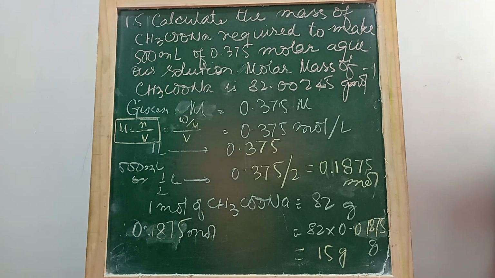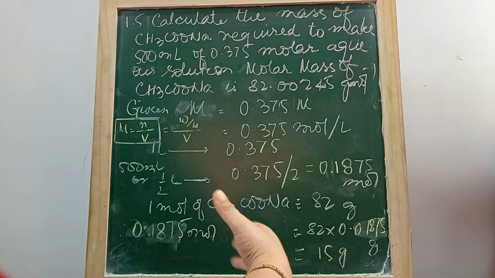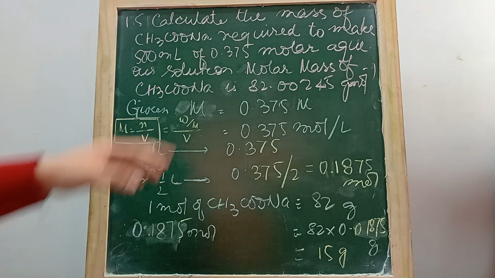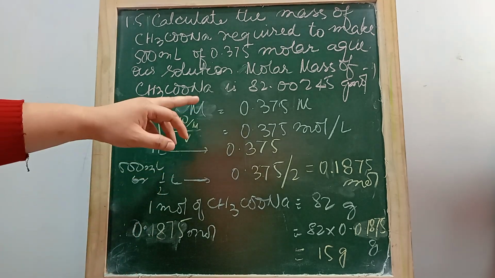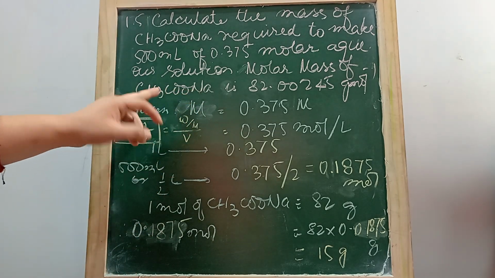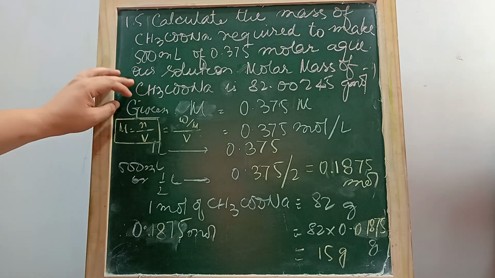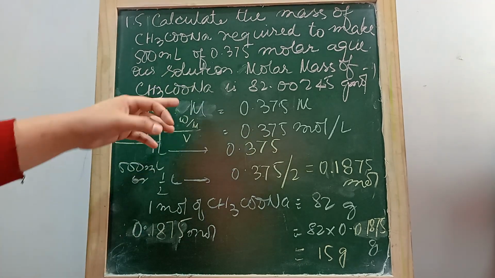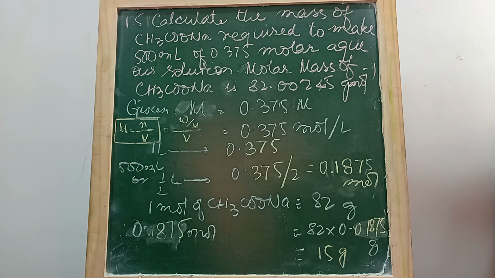Now we will convert this mole into mass. What is the relation between the mole and mass? That is molar mass. The question has given you the molar mass. You don't need to know the atomic mass of sodium, oxygen, carbon, and hydrogen. Even if they had not given this, we can calculate it if we know the atomic mass of the elements present. Suppose sodium is 23, oxygen is 16, carbon is 12, and hydrogen is 1. So we can easily calculate its molar mass.